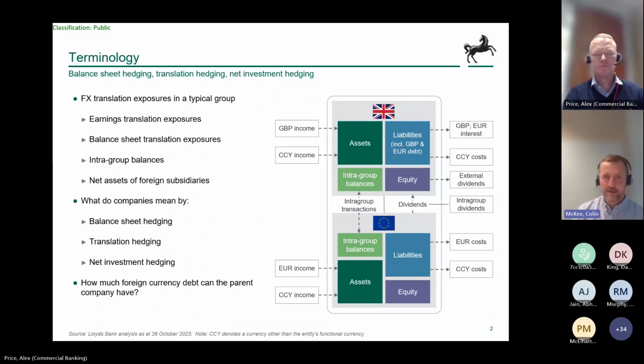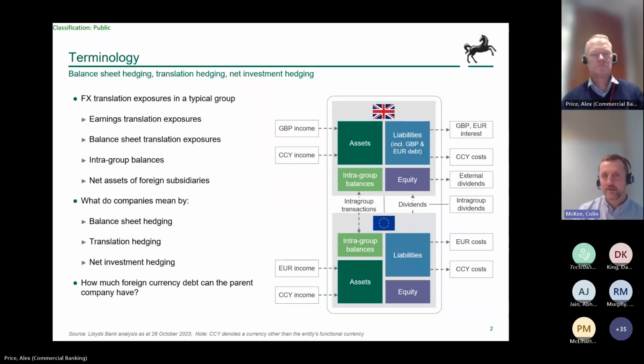It will report that profit in euros, but for group reporting, that will translate to sterling based on some kind of proxy for the average rate of the year, and therefore the sterling group, when it reports, will be subject to that translation risk. So the euro earnings will be worth more or less depending on where euro sterling moves. So that's earnings translation.